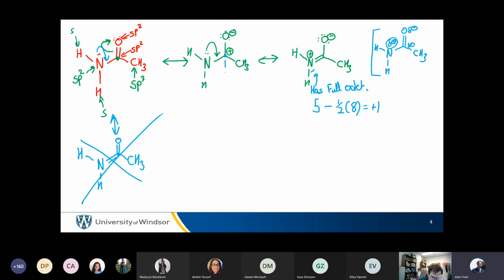This carbon here though, is actually positive. The actually positive thing is not a technical term, but it's a way to think about that. That carbon only has 6 electrons.